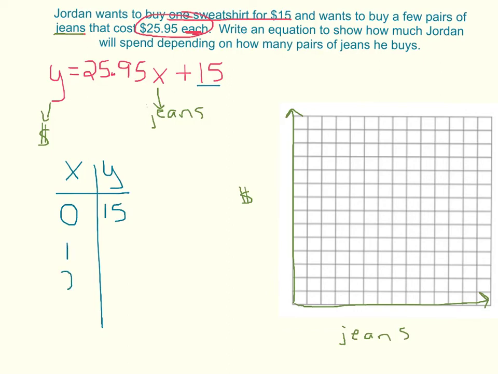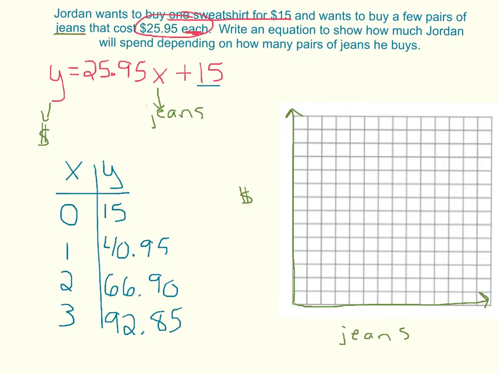And then let's just look at 1, 2, and 3. So plug in 1, $25.95 times 1 plus 15 is $40.95. And then $25.95 times 2 plus 15 is $66.90. And $25.95 times 3 plus 15 is $92.85. So there are our 4 points.